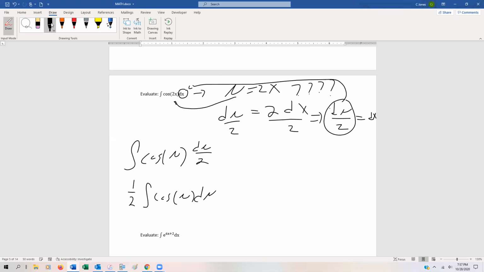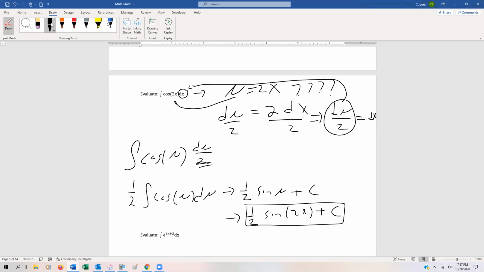All right, so just pulling out this 2 right here, that's a half. And now this just becomes 1/2 sine of u plus c. And remember, u was 2x, so we're going to back substitute to finish this off. So we get 1/2 sine of 2x plus c.